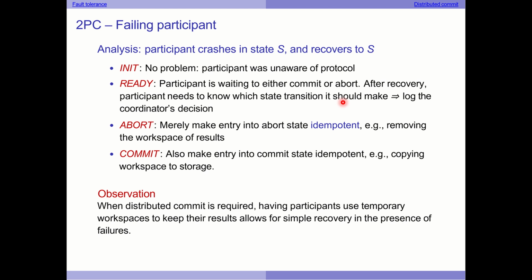Before crashing, they might have logged something. The participant must check its log and see it was in ready. Then contact the coordinator and ask the coordinator whether the transaction was committed or aborted.